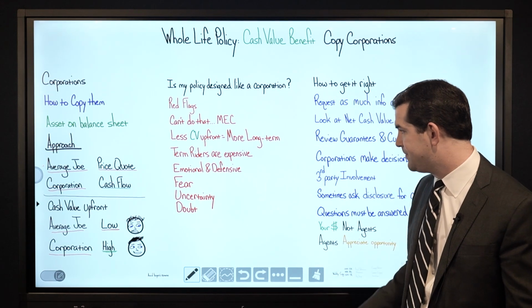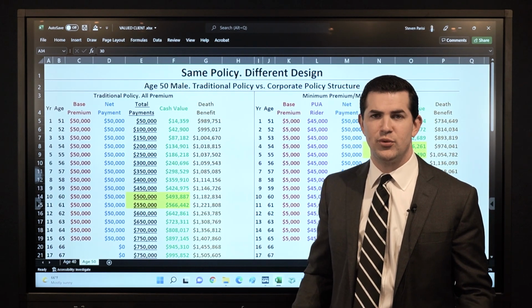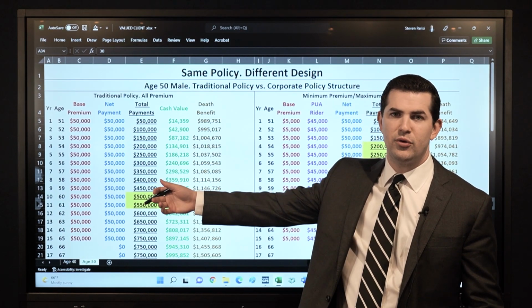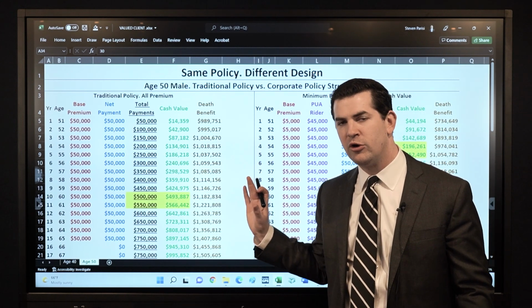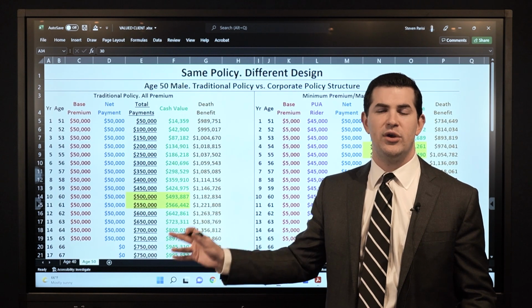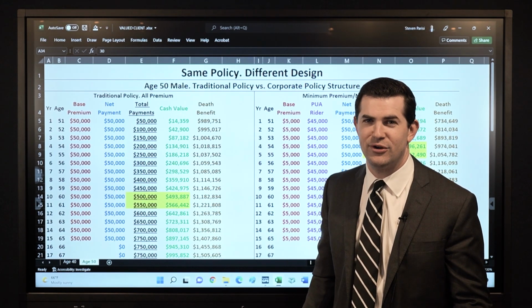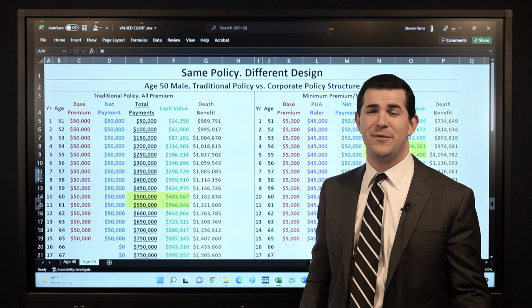Here's a quick example. This is a 50-year-old male paying in $50,000 per year. The example on your left is a policy with 100% of the $50,000 going toward the insurance premium. So when you think life insurance or any type of insurance, what word comes to mind? I have to pay a premium.